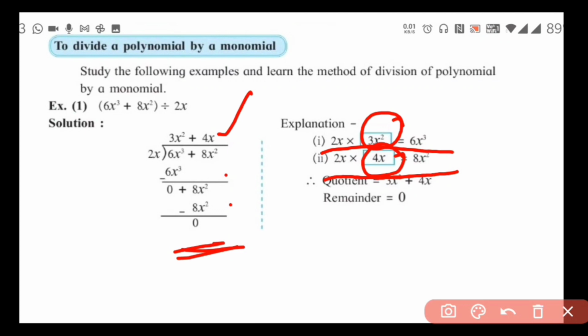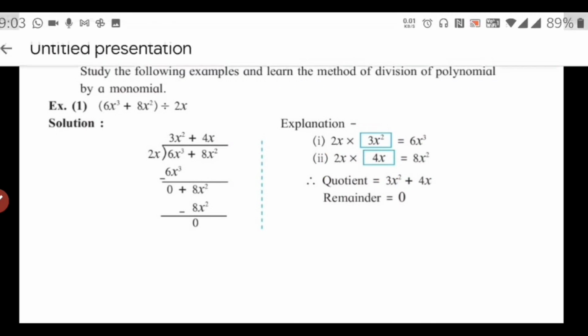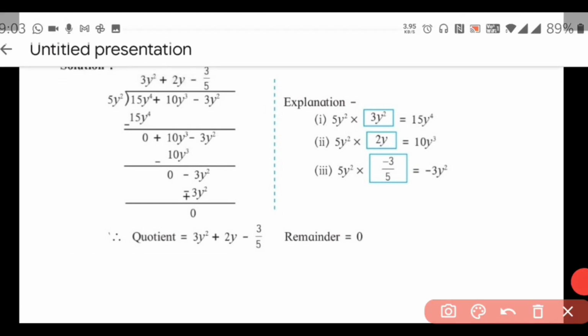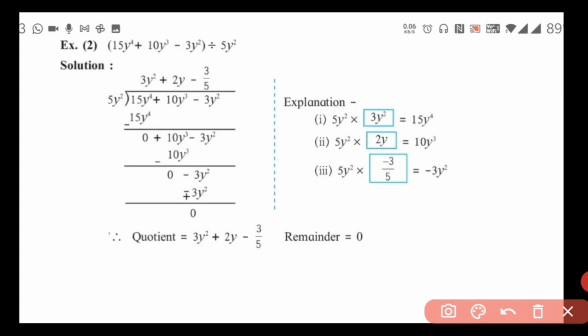Now let us see the second sum. In the second sum we can see there are 3 terms in the polynomial which is written as the dividend, and we have to divide it by 5y square. So again the first term is 15y raised to 4. So what we have to check? 15y raised to 4, how can we get it? So 5y square multiplied by what? Answer should be 15y raised to 4.